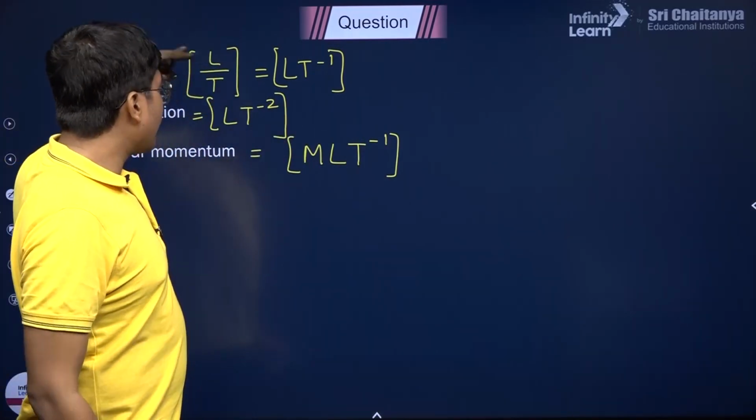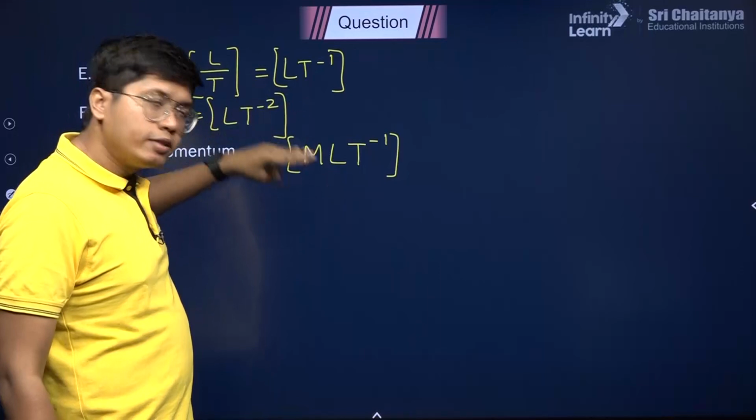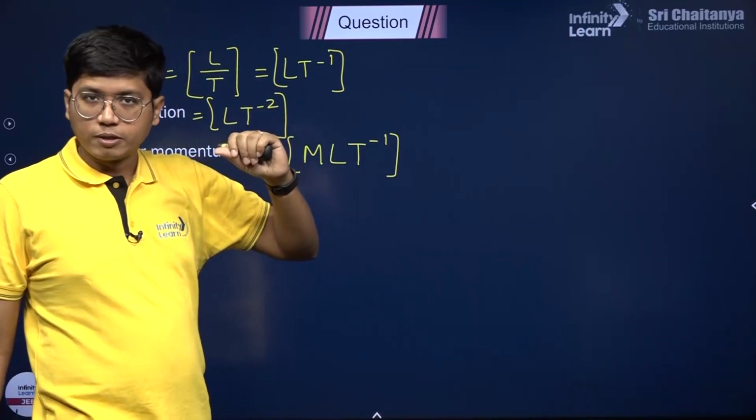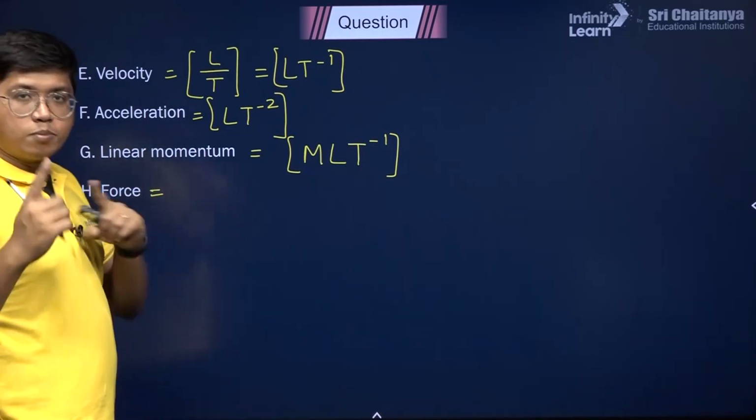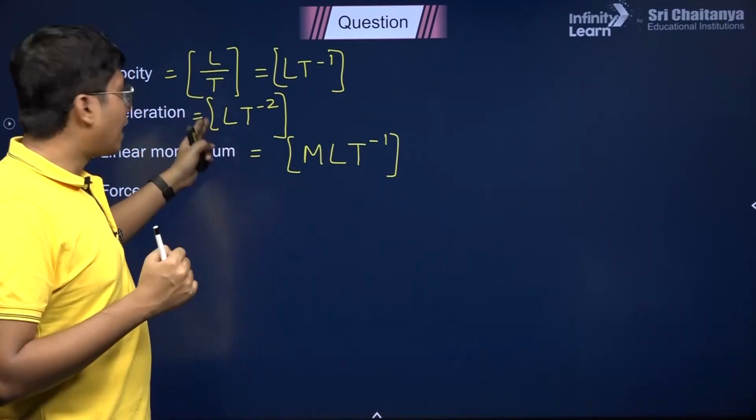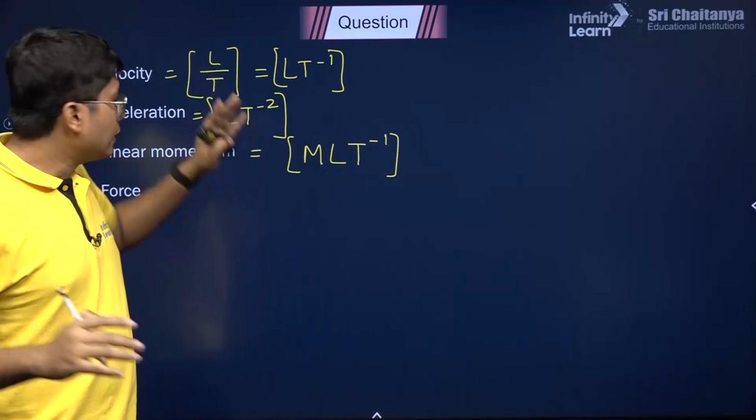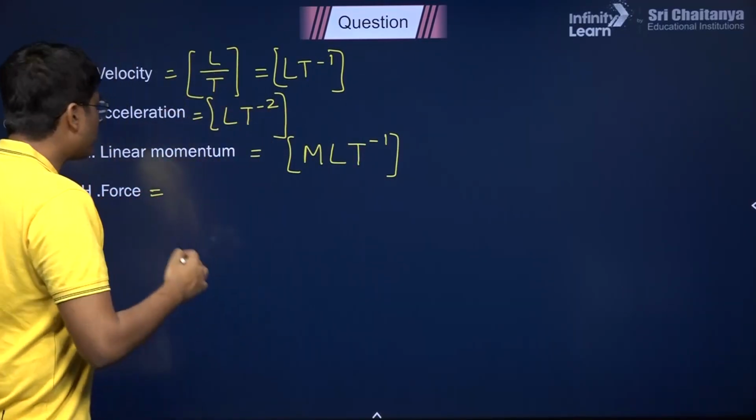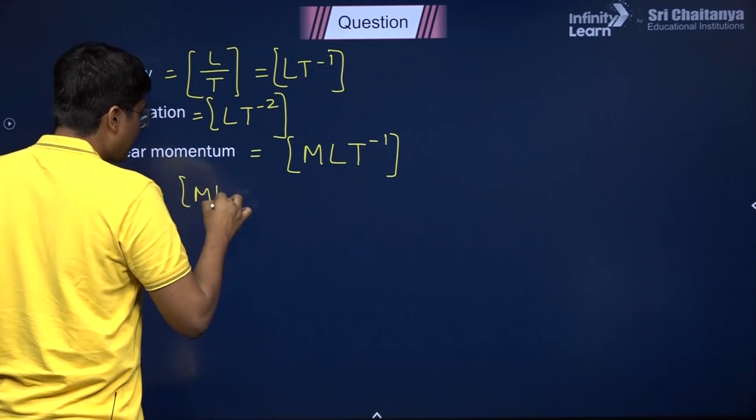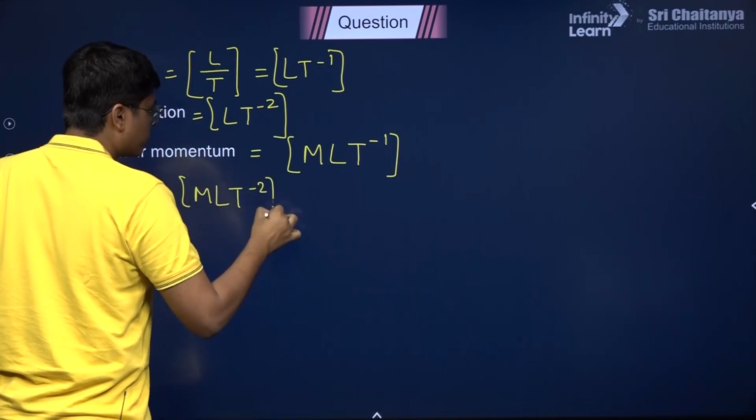See, it's like I have one of them and I am deriving from there based on what formulas I have. Okay. Next up we have force. Force is what? It is momentum by time or mass into acceleration, whichever way you go. Let's say we go with mass into acceleration. So acceleration is this, multiplied with mass gives it as MLT^-2.